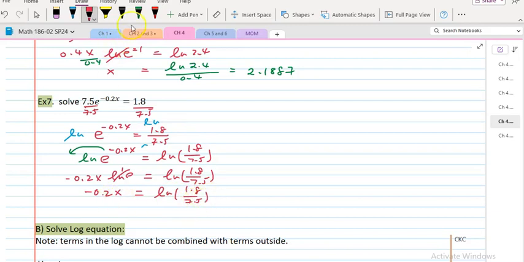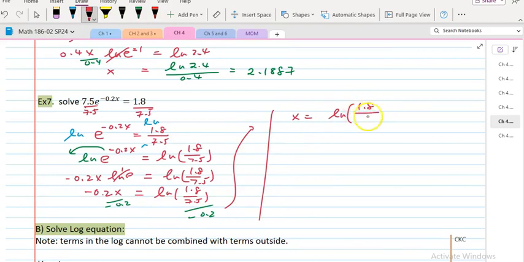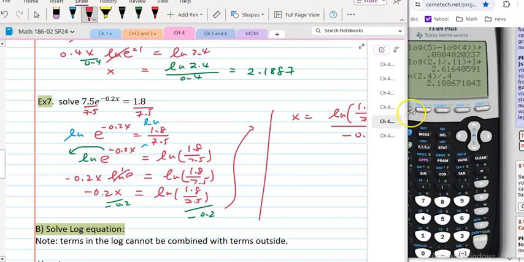And I divide by negative 0.2 on both sides. Divide by negative 0.2, so it moves to the other side. My x would equal ln of a fraction, 1.8 over 7.5, and then divided by negative 0.2. So put it in the calculator.